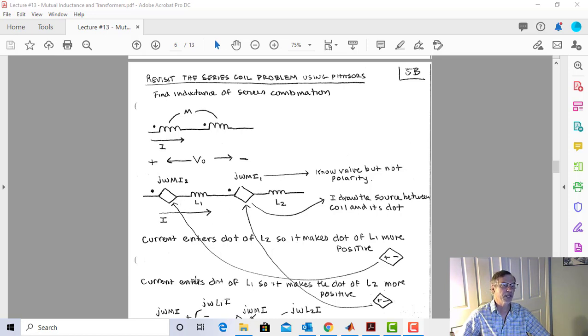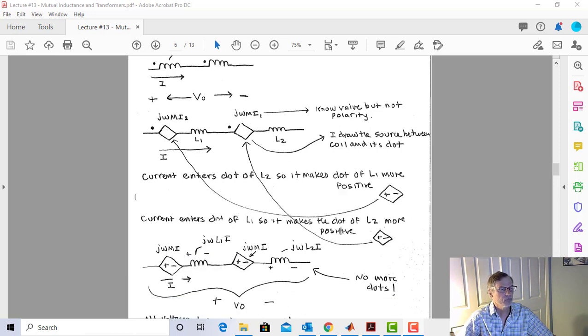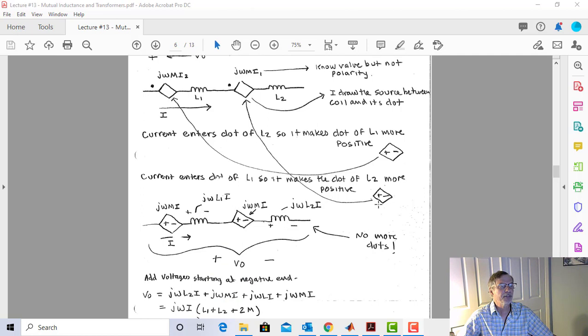Now let's go here. The current enters the dot of L1, so it makes the dot of L2 more positive. So now I've got a plus to minus going this way. So that's my third step, is do the polarity. So first of all, draw the diamonds between the dot and the coil. Second of all, write the magnitude of the induced voltage. Third of all, get the polarity right. Fourth of all, forget the dots.